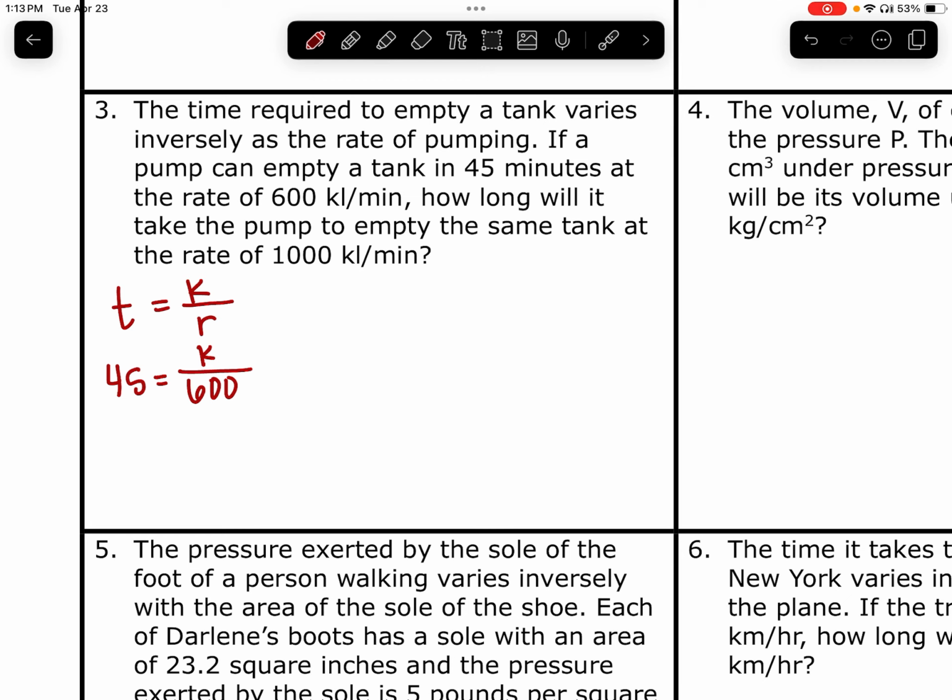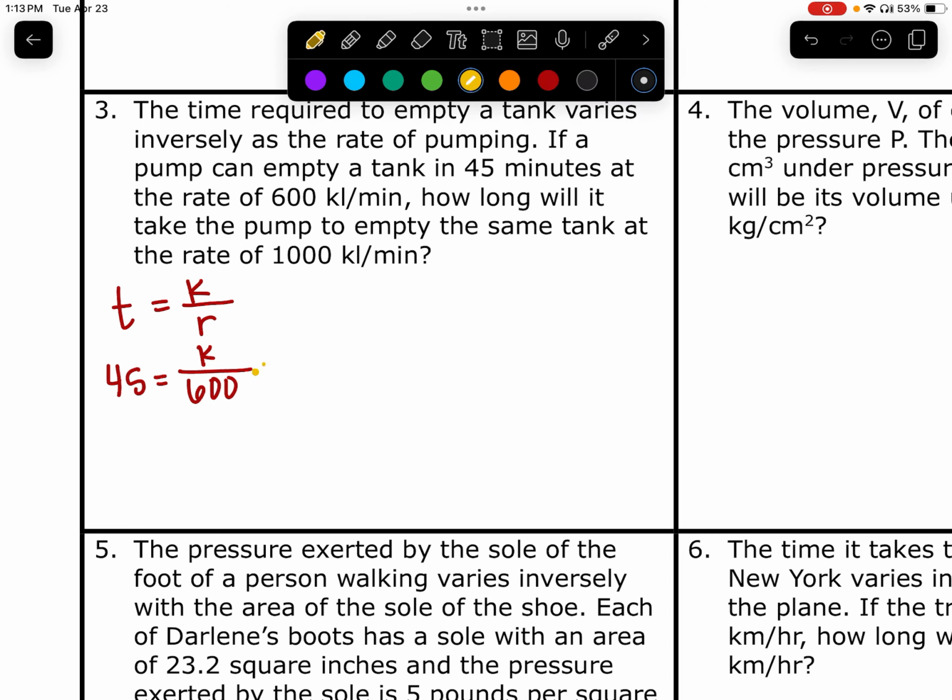All right, so we're just on part 2. I'll get to part 3 in a moment. We're going to multiply both sides by 600. And that will give us 27,000.